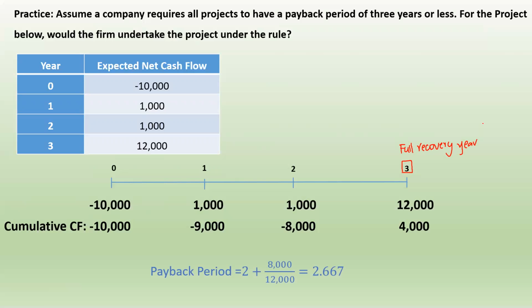And the payback period is 1 year ahead of this full recovery year, which is 2 plus the cumulative cash flow at the beginning of year 3, divided by the total cash flows earned over year 3. So it's 2.667. Because this is less than 3, the preset limit, we should accept this project.